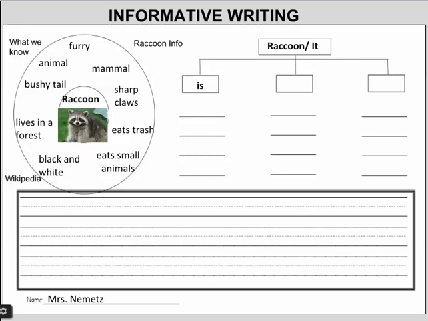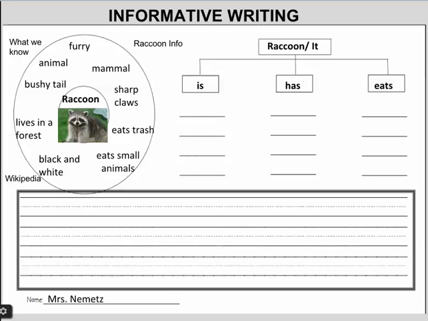Then I have the first verb, is, has, and finally eats. This will help me organize my paragraph and telling the reader what the raccoon is, what it has, and what it eats.